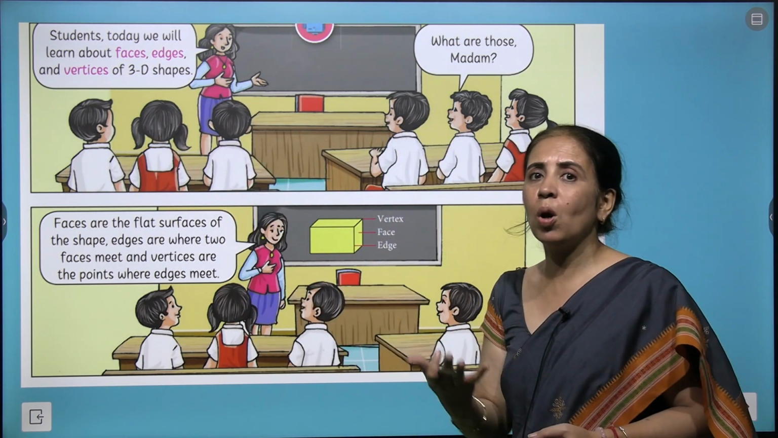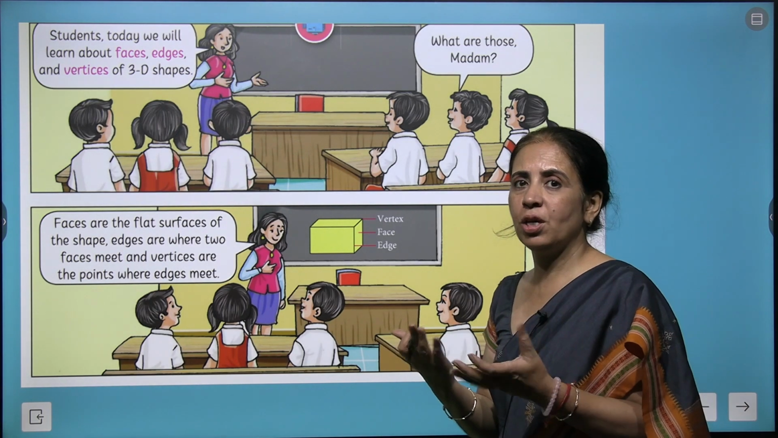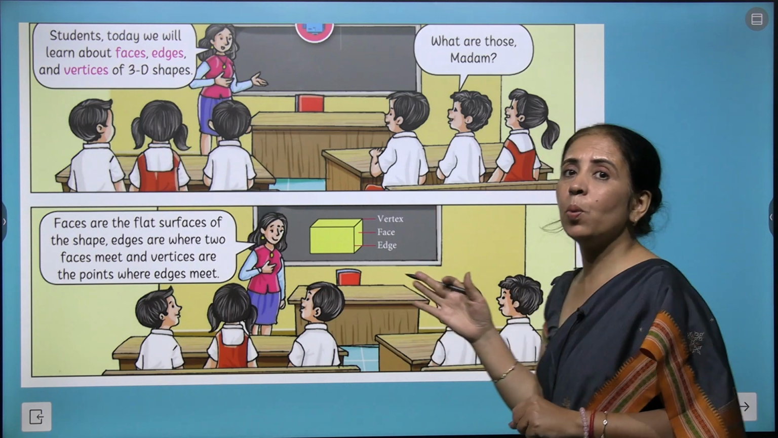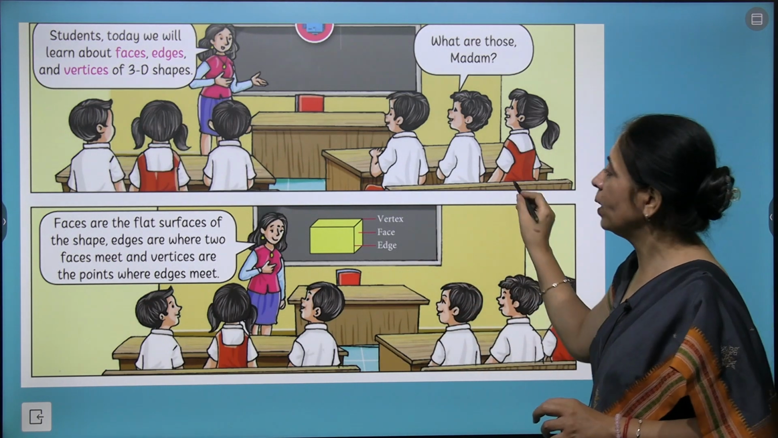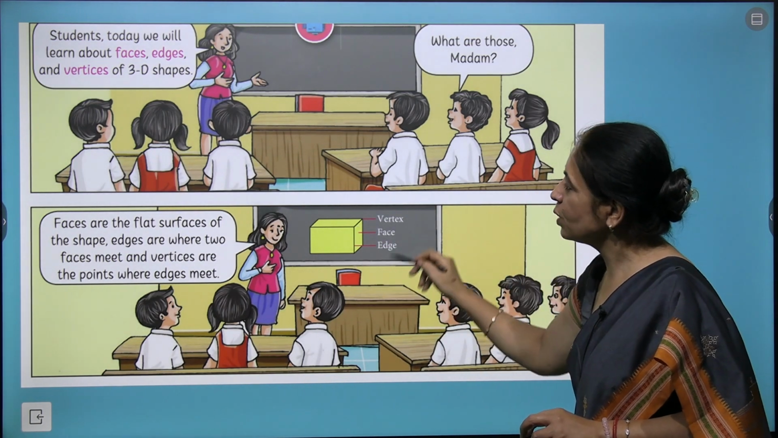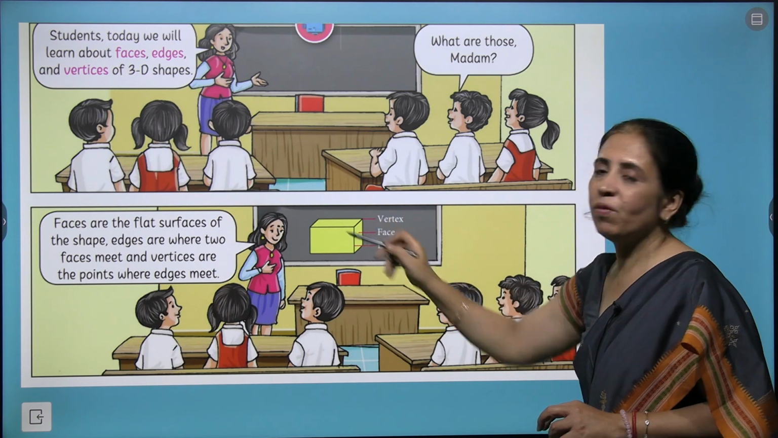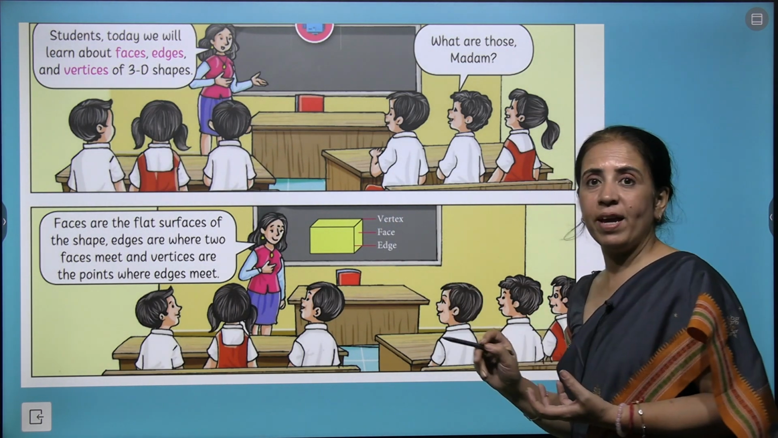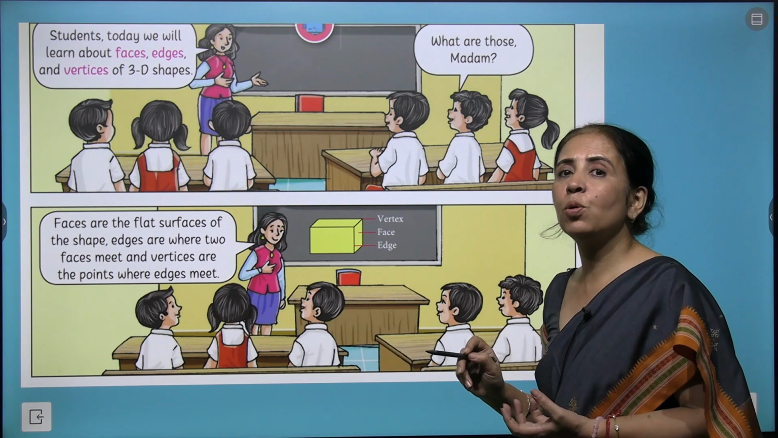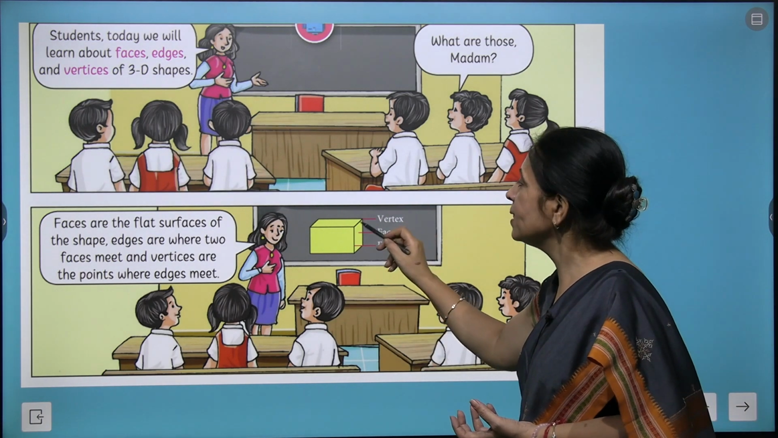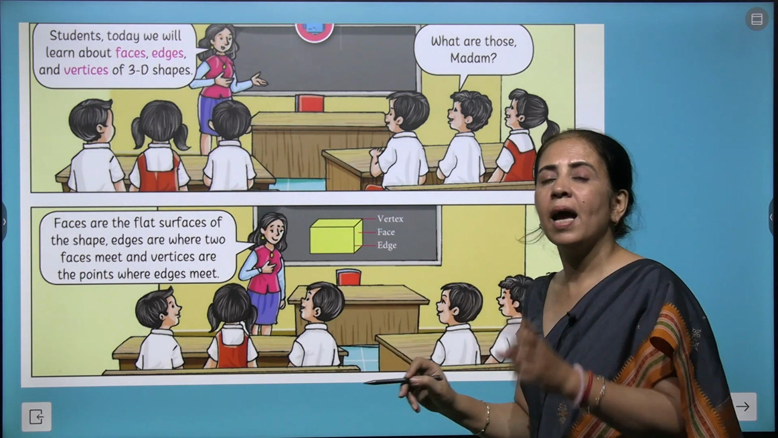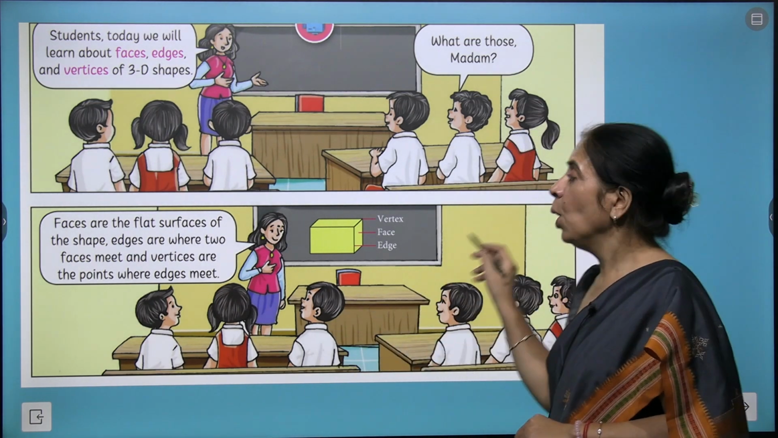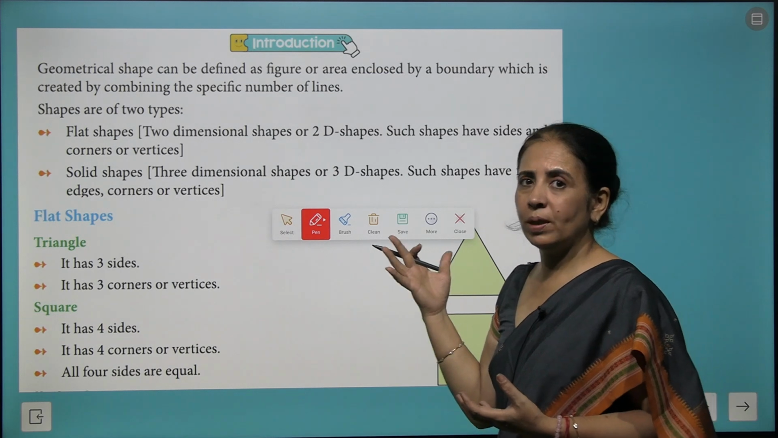3D shapes are solid shapes, and these solid shapes have faces, edges and vertices. So here we are going to learn more about them in the class. Look at this figure. Here you could see we have a cuboid, and this cuboid has 6 faces. Then you talk about vertices. It has 8 vertices, and when you talk about edges, it has 12 edges. So let's learn more about them over here.